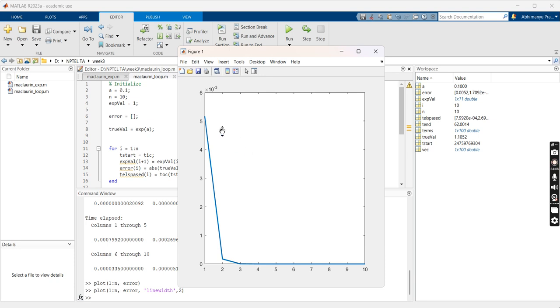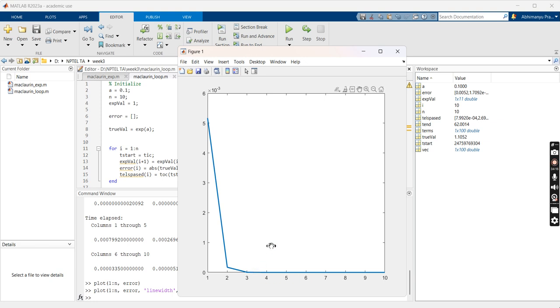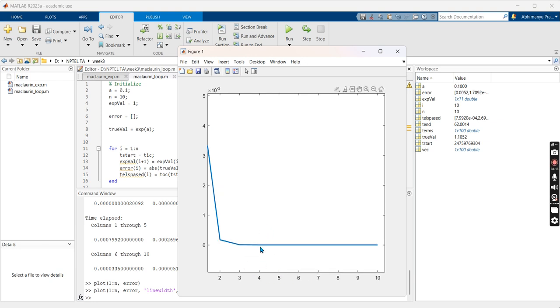Fine. So for only a single term, my error is very large. As I increase the number of terms, my error has started to decrease, and for later terms, it is not exactly zero, but a very small number. So 10 to the power minus 8, 10 to the power minus 9, 10 to the power minus 11. So this is practically 0. For this case, we can assume this to be practically 0. Fine.